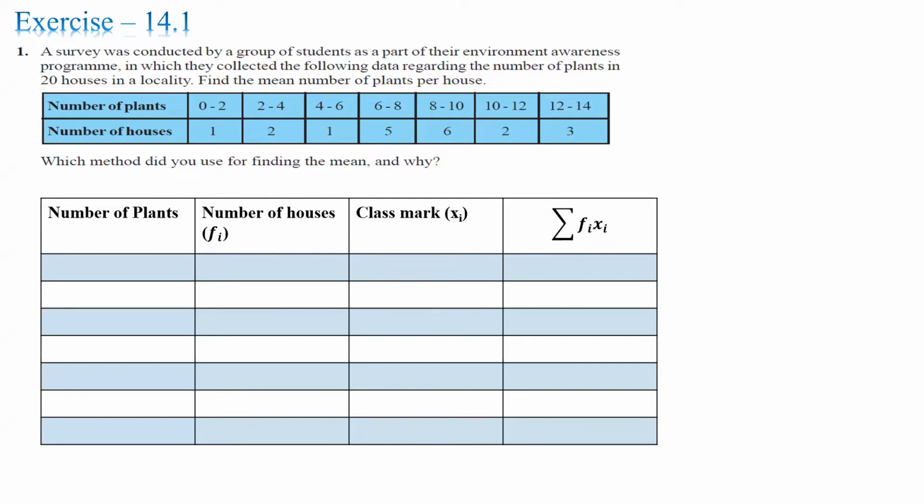The table is given to us. Which method do you use for finding the mean and why? We will use the direct mean method here. We can also solve the same question with the help of the assumed mean method, but we are going to use the direct mean method. For using it, first of all, we will write the number of plants and frequency.